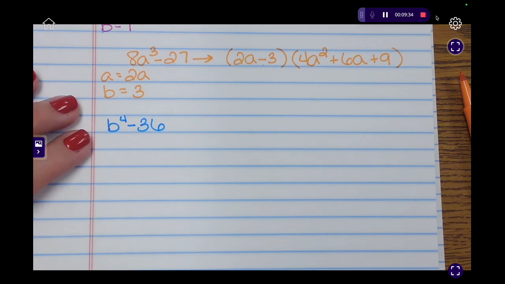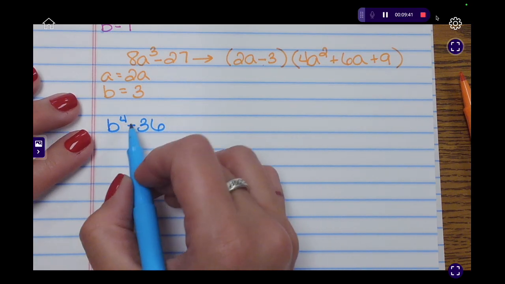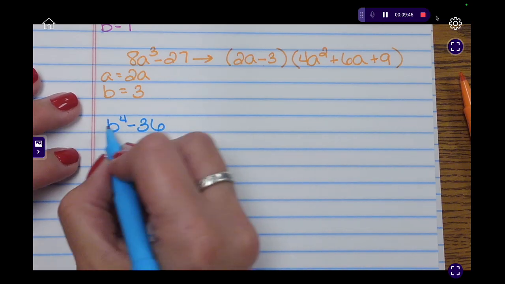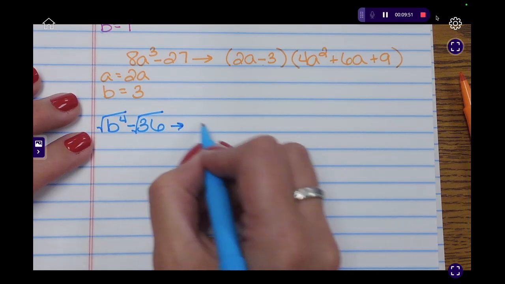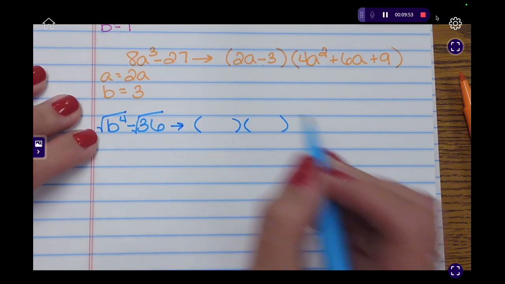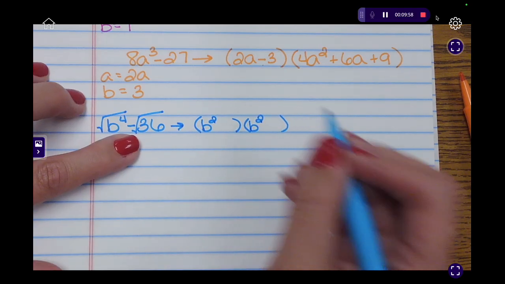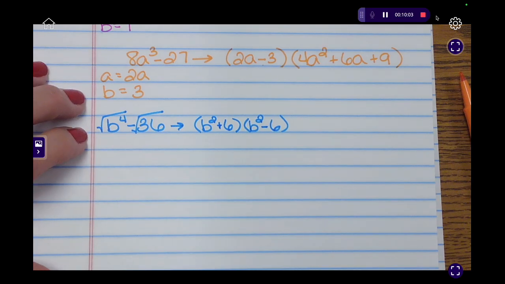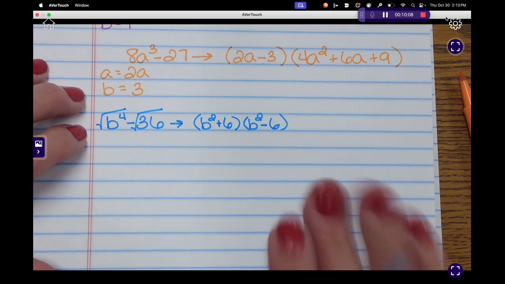So if I have b to the fourth minus 36, now this is a 4, so it's not the difference of cubes. Here it's actually a difference of squares, and we talked about this on the first page, because these are perfect squares. The square root of b to the fourth is b squared. The square root of 36 is 6. So I'm going to have b squared plus 6 and b squared minus 6. What I mean by factoring all the way out is just make sure you double check that you can't factor further, which I cannot here, so I'm good.